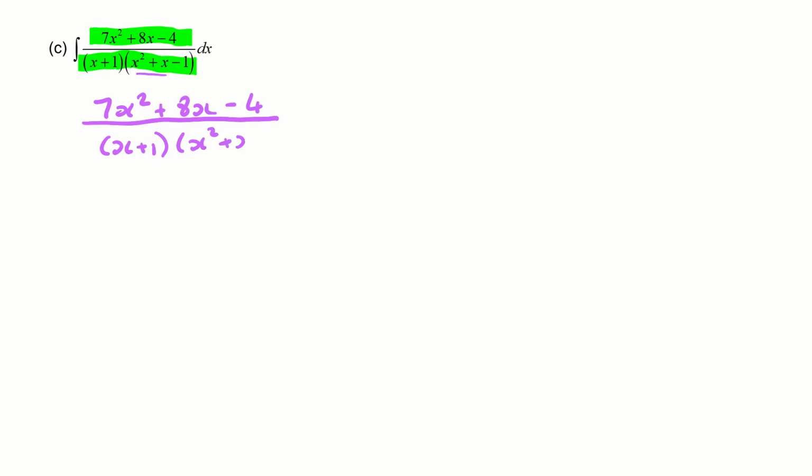And finally we have this one, 7x squared plus 8x take away 4 over x plus 1 times x squared plus x minus 1. Now you should note here that because of the minus 1, this quadratic would dip below the axis. But if you look at it, it's not easy to factorize. So you can still use the quadratic form and it will work perfectly well. So in other words, 7x squared plus 8x take away 4 over x plus 1 times x squared plus x take away 1, we can do that as A over x plus 1, treating the linear factor in the normal way, plus Bx plus C over x squared plus x take away 1.